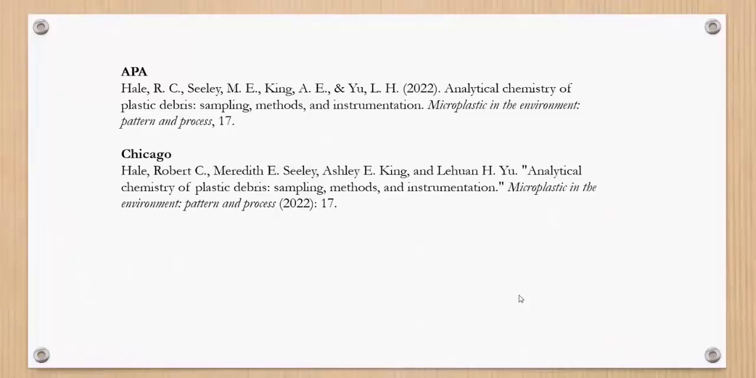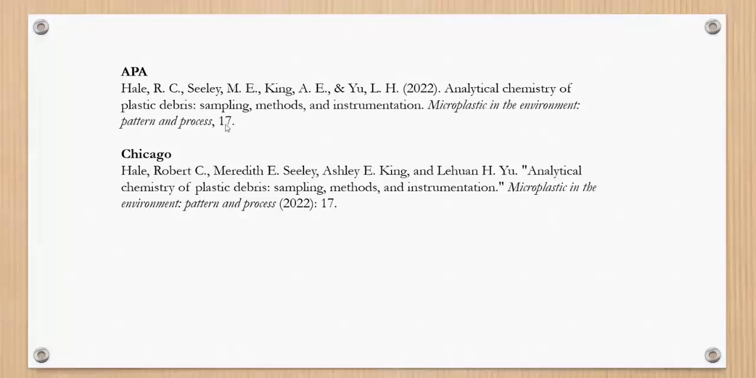As before, the first thing I do is look to make sure that all the elements are present. For a chapter of a book, I expect to see the authors of the chapter, the title of the chapter. I expect to see the author or editor of the book, which I do not see, and the title of the book. I expect to see page numbers of the chapter.